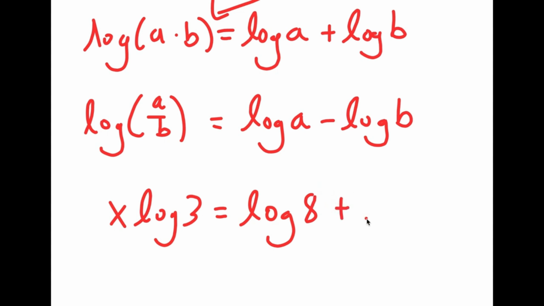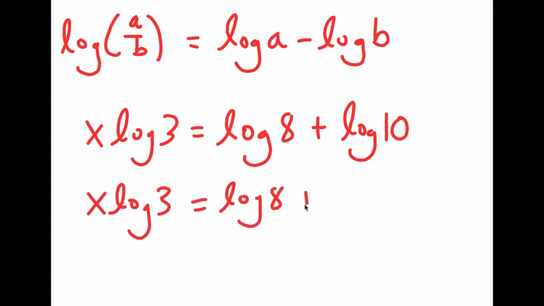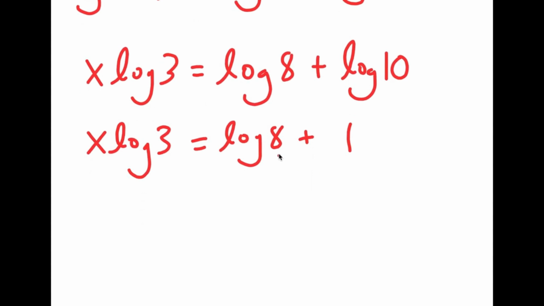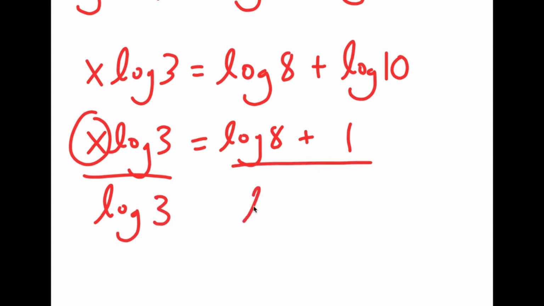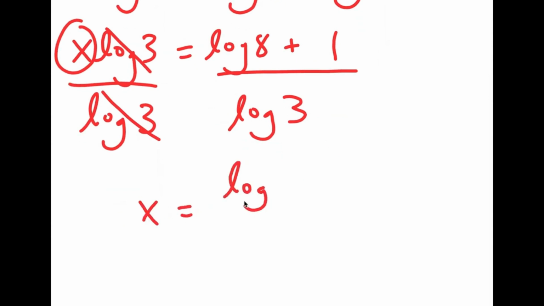So this is going to equal x log 3 is equal to log of 8 plus log of 10. Now, if you didn't already know, log 10 is simply equal to 1. So I get x times log 3 is equal to log 8 plus 1. And now remember, we want to isolate x, so the only thing left to do is to get rid of this log 3 by dividing both sides by log 3. So this cancels out, and I get x is equal to log 8 plus 1 over log 3.